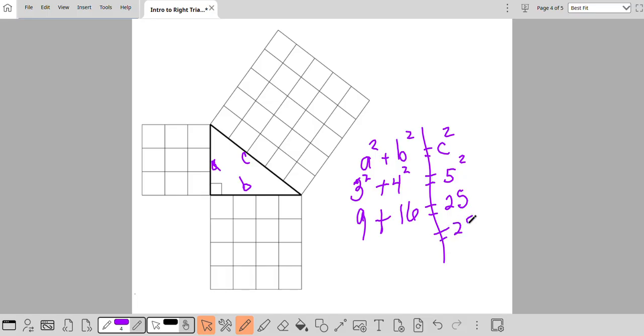Now, let's take this one step further. If you add 9 and 16, you get 25. So it's true. A squared plus b squared, each of the legs squared, equals the hypotenuse squared. If you add the squares of the two legs together, you're going to get the hypotenuse squared. All right? I promise you that this is going to get easier, but this is something that's going to be very helpful throughout your life. So stick around.